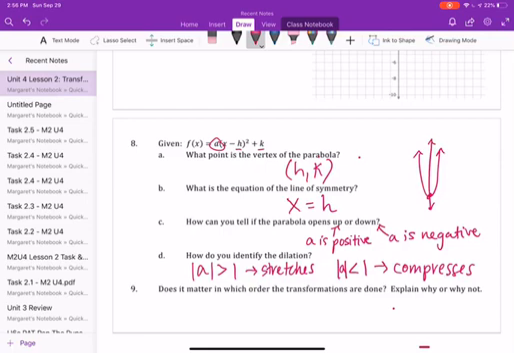The answer to number 9 is no, it does not matter. And this is because at most, only one of them is a non-rigid transformation. So you can do any of them in any order that you'd like.